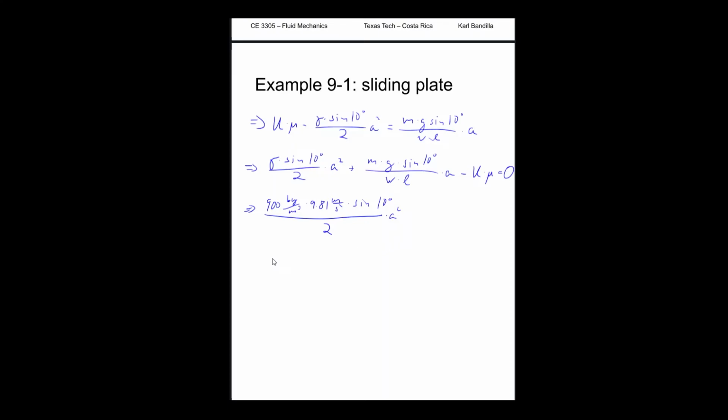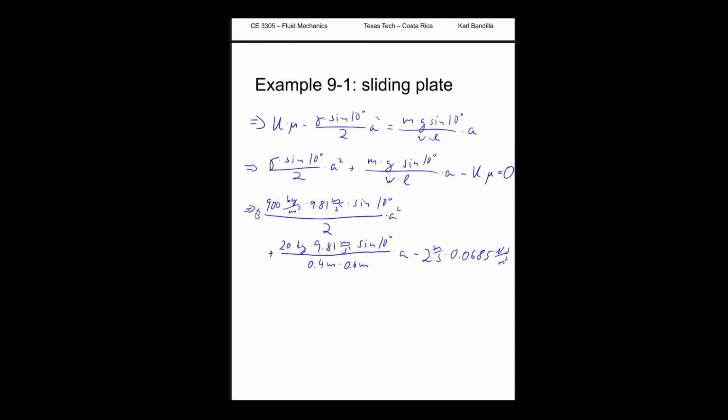Now I don't think our full a term is going to fit in here, so let's write the next line. Plus the mass was 20 kilograms. g is again 9.81 meters per second squared. And we have sine 10 degrees. Mg sine 10 degrees divided by the width was 400 millimeters, so 0.4 meters. The length was 600 millimeters, that's a 0.6 meters, not a 6. Let's make that clear. Times A. And then minus 2 meters per second, which is our U, times the viscosity, which is 0.0685 newton seconds per meter squared, all equal to 0.